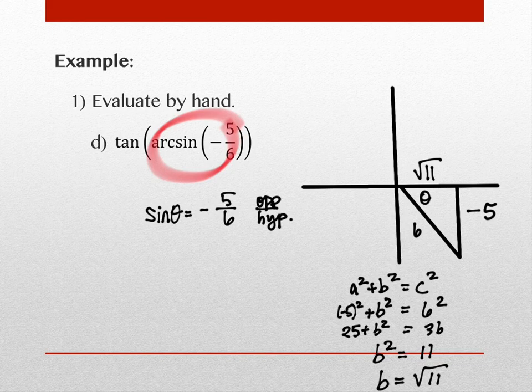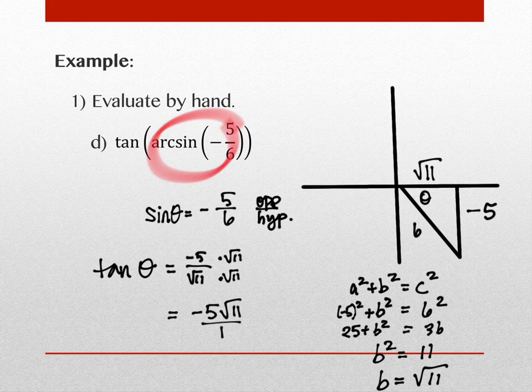And using this triangle, now I'm going to find the tangent of theta. So tangent is opposite over adjacent. Opposite is going to be negative 5. And adjacent is going to be square root of 11. And we don't leave the square root of a constant in the denominator. We're going to rationalize it. So this is going to be negative 5 square root of 11 over 11. It's the first truly ugly answer we've had.